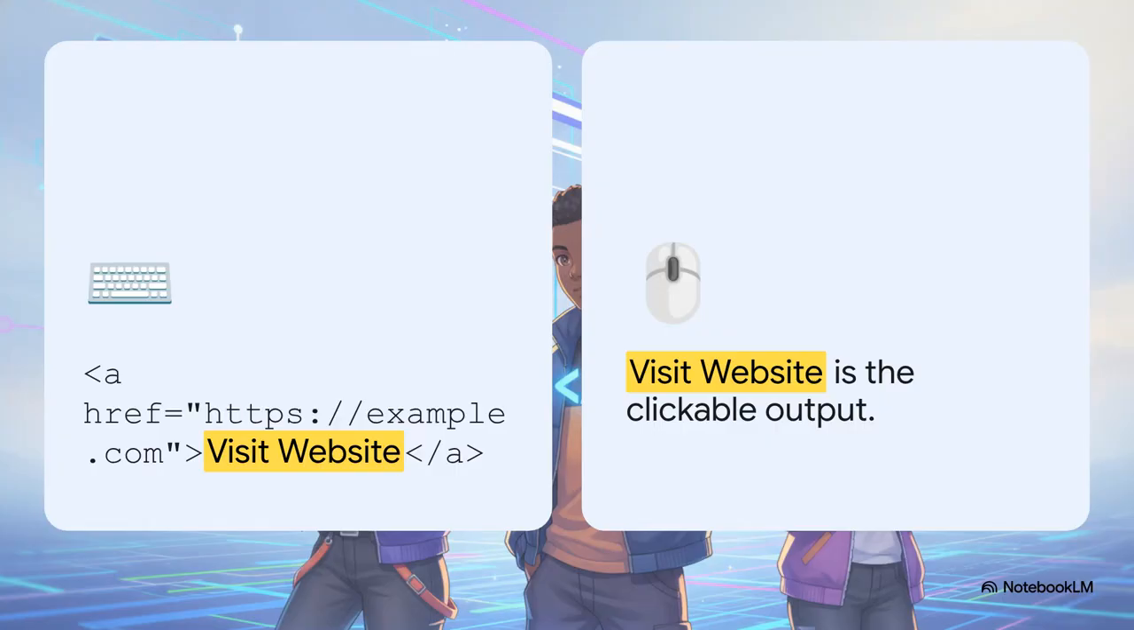Now, what's really interesting here is how the code on the left directly translates to what your user sees in the browser on the right. Visit website is sandwiched exactly between the opening and closing tags, so it appears as clickable, usually blue and underlined text. The actual URL inside the href is completely hidden from the user's view, but it's the exact address the browser is going to request when that blue text gets clicked.